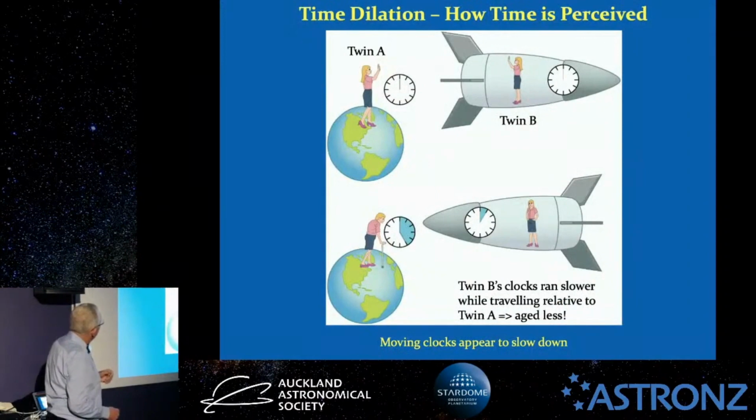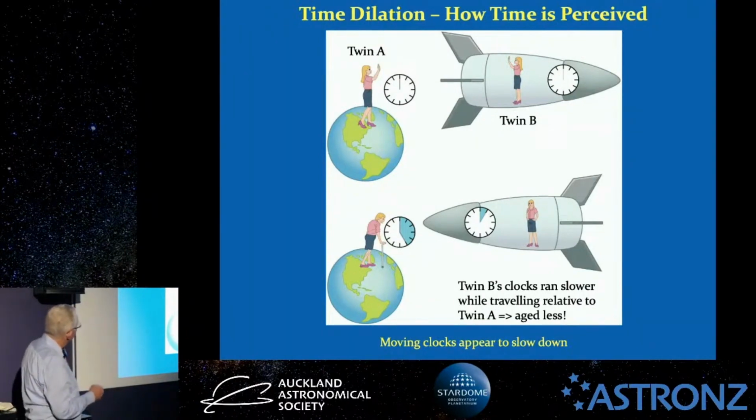So, time dilatation. It's all about how time is perceived. And that's one of my first statements right at the front: space and time are one entity, and both are variant. They're not set in concrete. They can change. It all comes down to the observer's perception. And moving clocks appear to go slow. I'm about to explain this in more depth, but this is just what time dilatation is about.